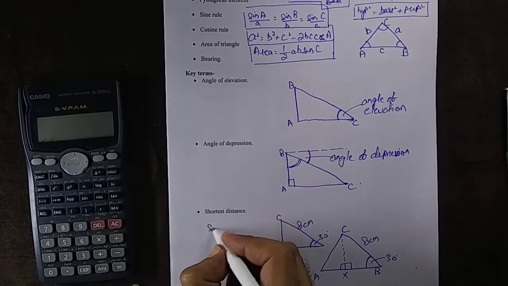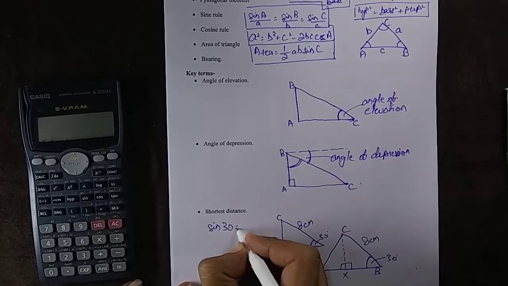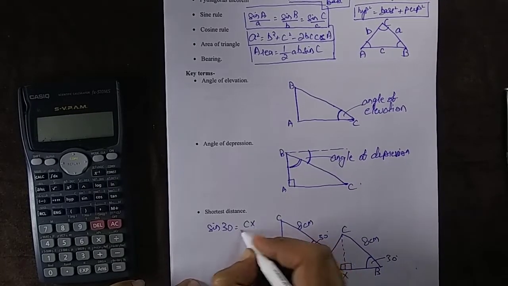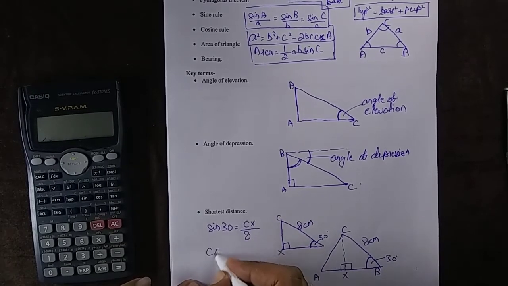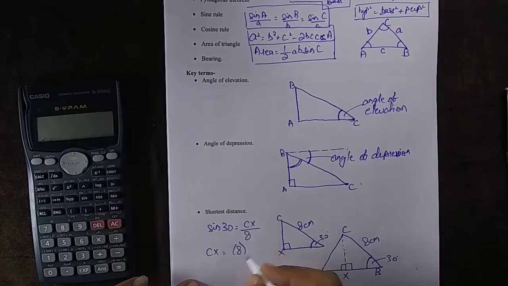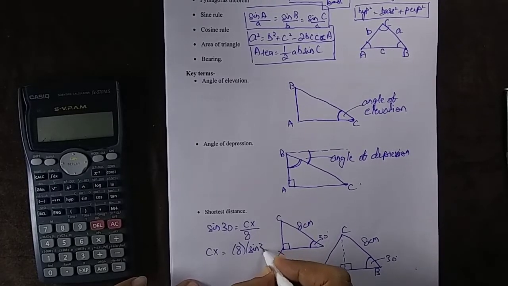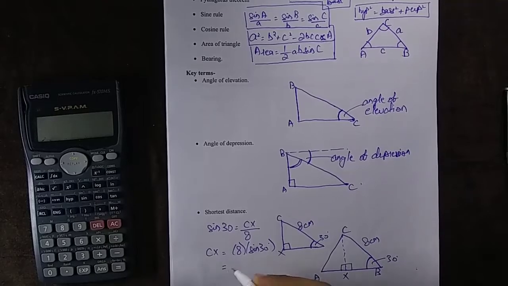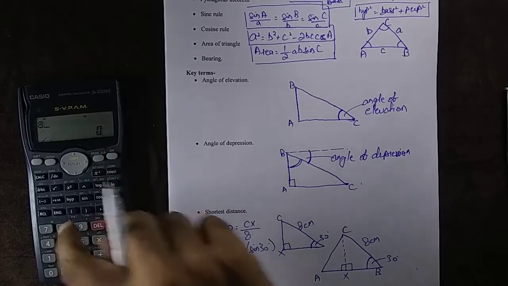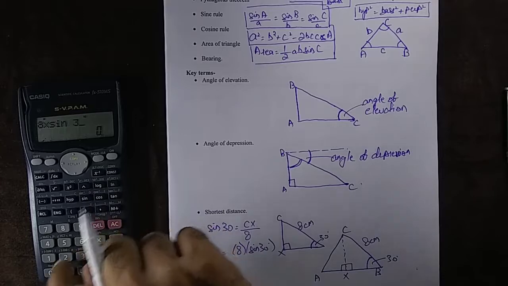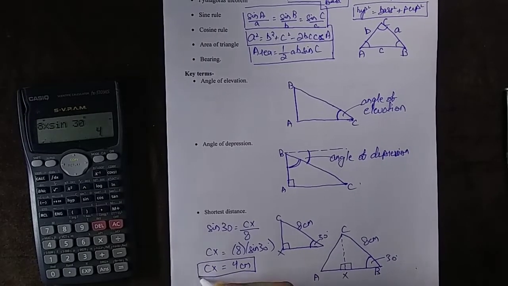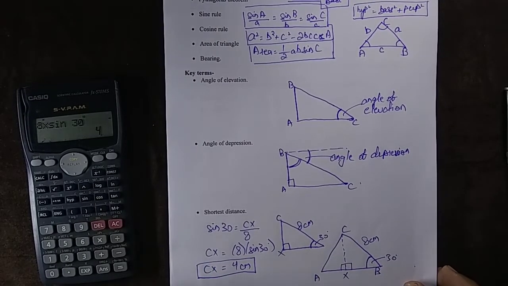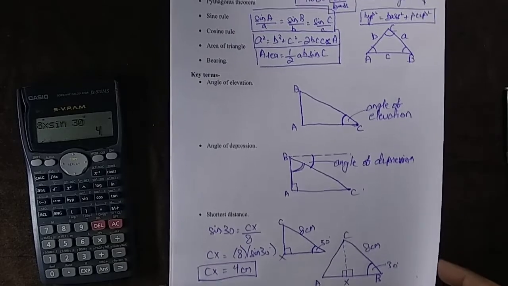The sine ratio can be applied as sine 30 equals perpendicular upon hypotenuse, meaning CX upon 8, and CX would be equal to the product of 8 and sine 30. This can be calculated with the help of a calculator. So 8 times sine 30 equals 4 centimeter. So this would be the shortest distance or the perpendicular distance between a point and a line.